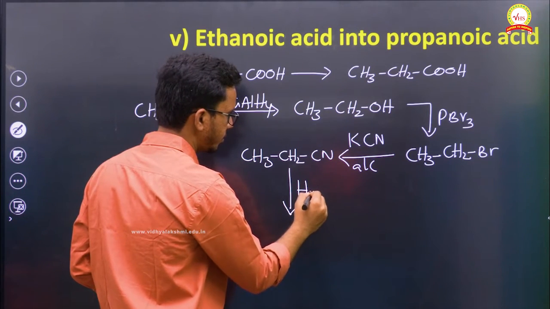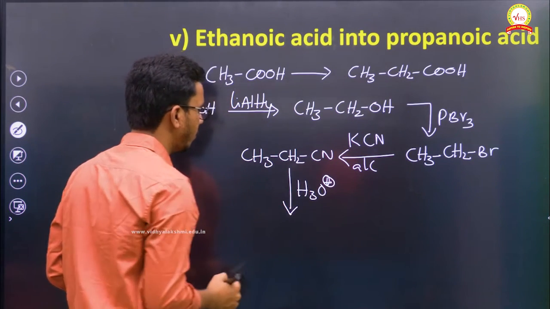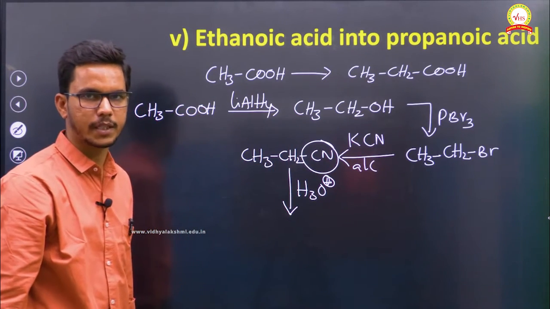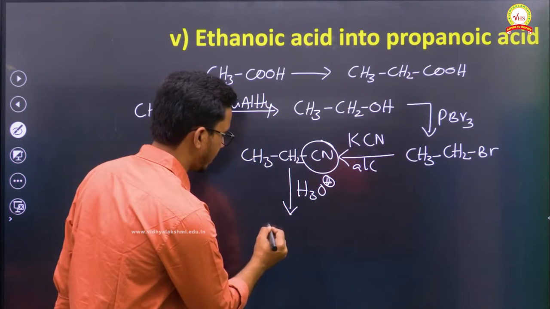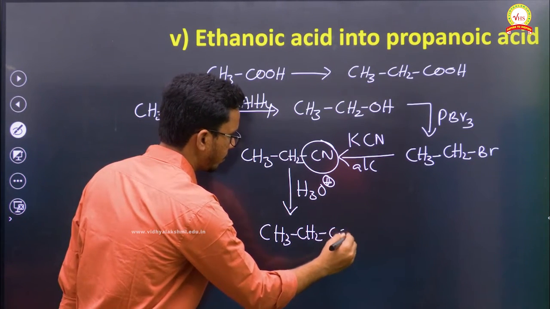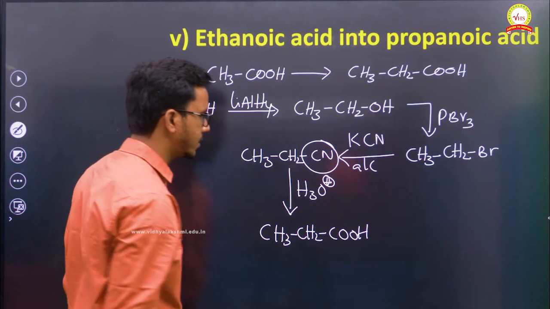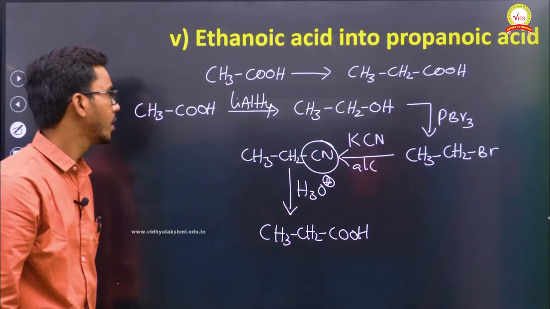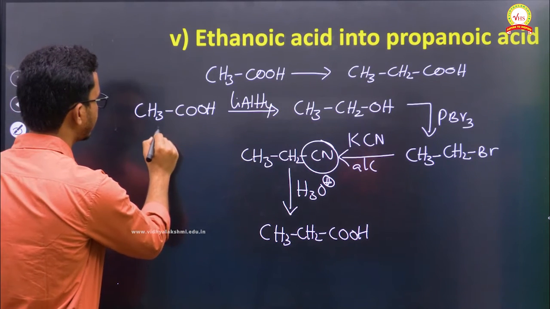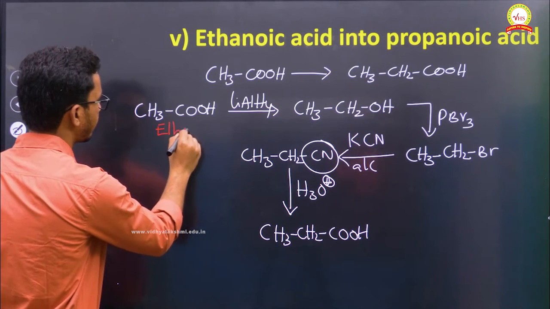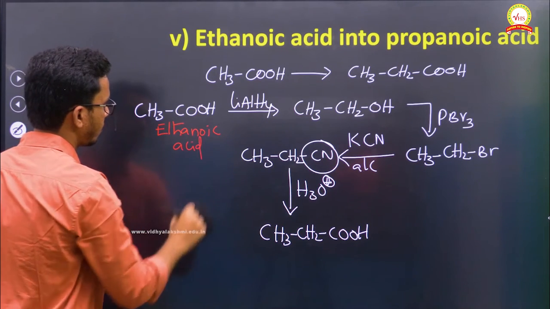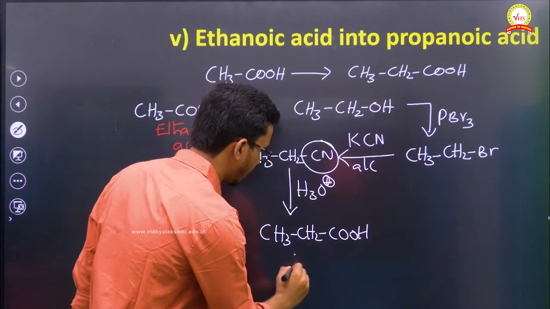This CH3CH2CN on strong or complete hydrolysis with H3O plus, what will we get? We know that cyanides on complete hydrolysis give the respective acid, that is CH3CH2COOH. What is this one? This is ethanoic acid. What about this one? This is propanoic acid.